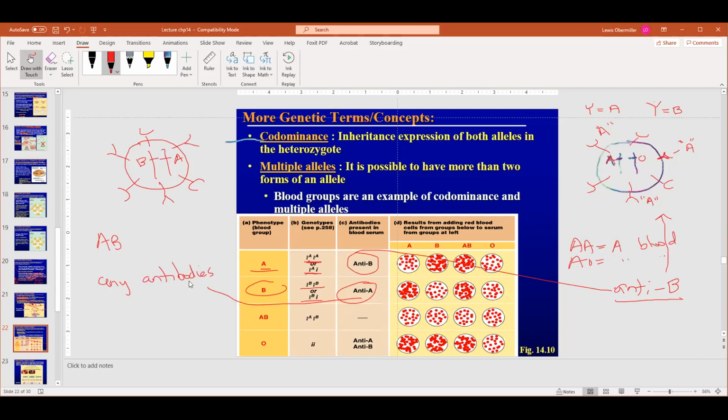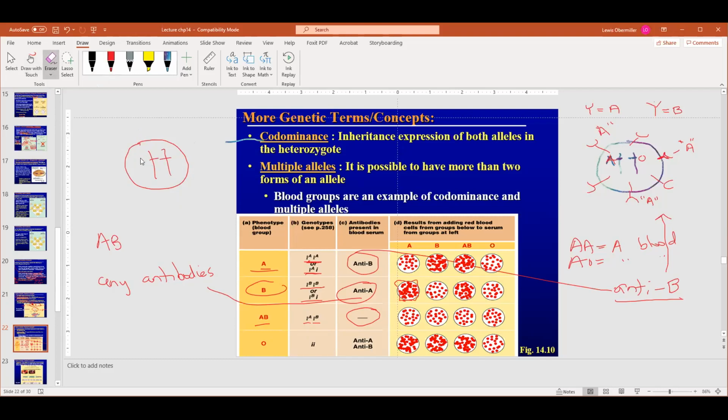because if you made antibodies, they would attack A or B, and this would cause your cells to coagulate, and your blood wouldn't flow, and you would die because they all bind together. So if you have AB, you have one A allele and one B allele, and you make both surface receptors, and you're not going to make any antibodies, because if you did, it would attack yourself, and that wouldn't be cool.